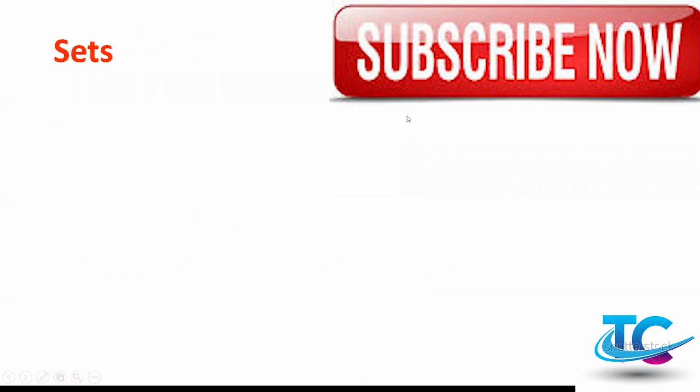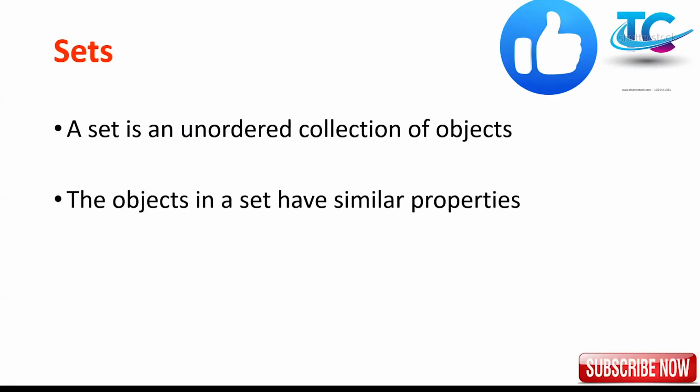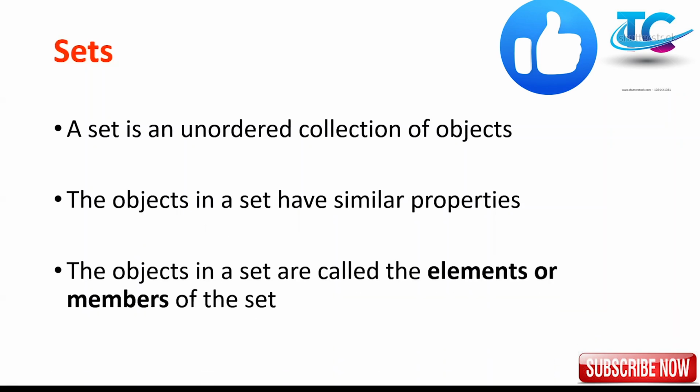So a set can be defined as an unordered collection of objects. By unordered we mean ordering doesn't matter. For example, if there are three elements in a set, 1, 2, 3, then either we can write 1, 2, 3 or 3, 2, 1 or 2, 3, 1, all have the same meaning. The objects in a set have similar properties. Sometimes the objects in a set are called elements of a set or members of the set.